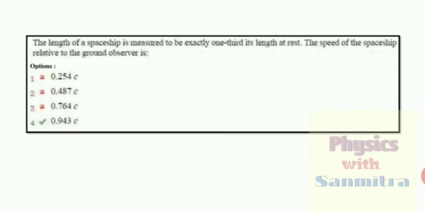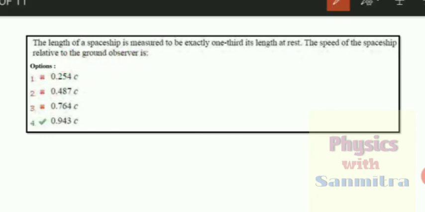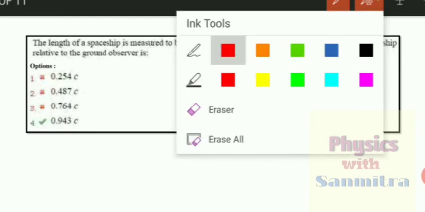And this question is that the length of a spaceship is measured exactly to be 1/3 of its length at rest. The speed of the spaceship relative to the ground is observed. This is again a question of length contraction. Now you can see the questions are actually being repeated.